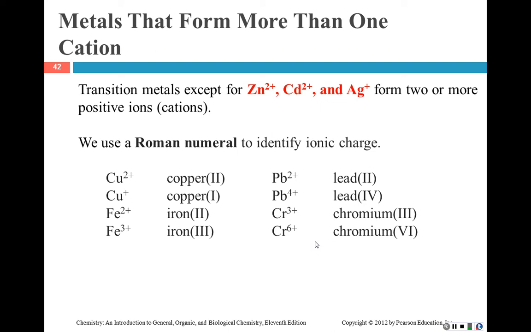Okay, I know it's crazy. But for example, copper could either be a +2 or a +1. Iron can be a +2 or +3. Lead +2 +4. Chromium +3 +6. And so we use a Roman numeral in the name to tell us which of those charges it is. We put that Roman numeral in parentheses. That iron 2 here tells me that's the +2 version of iron, whereas iron 3 would tell me that's the +3 version.